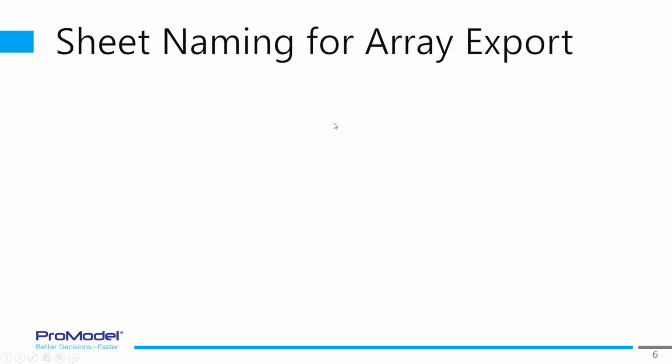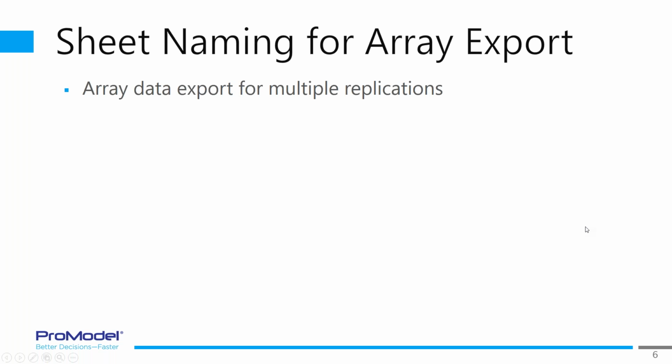Next, the sheet naming for array export. In the first couple of examples we did some array export, and there's an option in there. This new capability, this enhancement that we added, really only applies if you are running multiple replications. So for array data export with multiple replications, you have the option to export that data from your array after every replication, or there's a little checkbox that says export after final replication only.